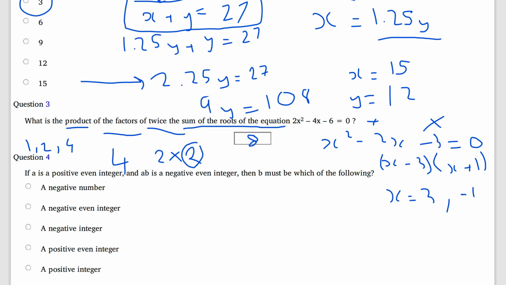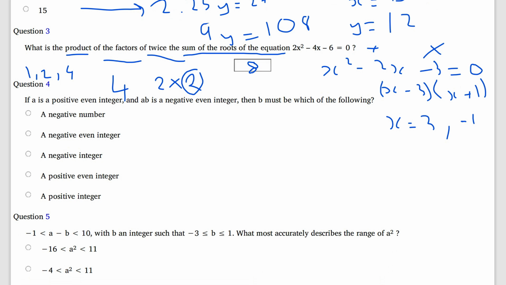Really, they were just trying to intimidate you with the number of words: product, factor, sum, root. But each of those in turn we can do quite easily. To find the roots, we simplified the equation by dividing by 2, factorized. Once we found the roots, we could find the sum by adding them up. We could then double that, then find the factors of 4, and product just means multiply. Not too bad. Okay, next one.